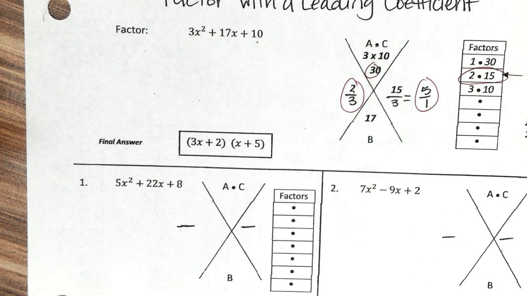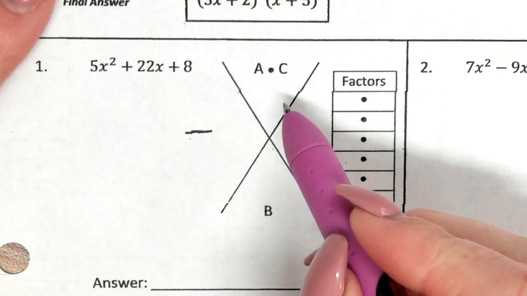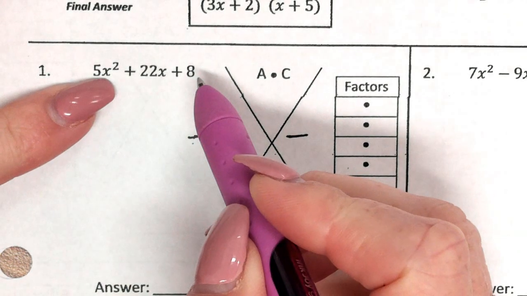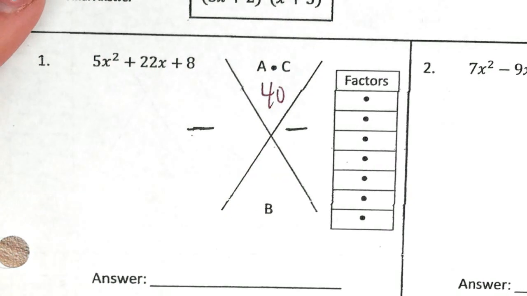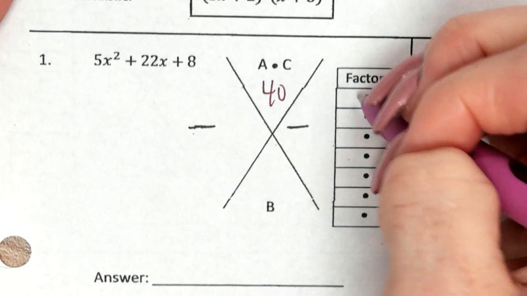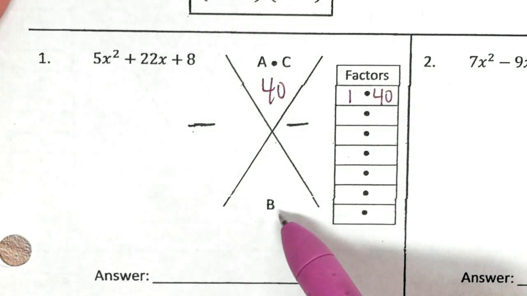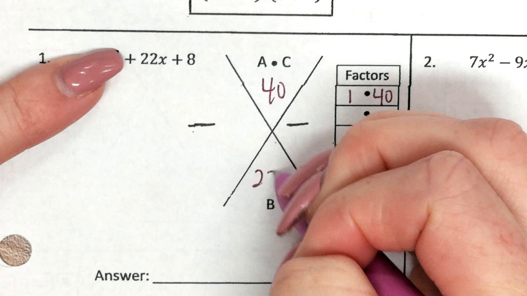All right, we're only going to do a few examples. We don't have to do all of these. That way y'all have time to work on your assignment. But let's look at number 1. So I'm going to do a times c. What is 5 times 8? 40. Now I'm looking for factors of 40, which is 1 times 40, but that will never add up to give me 22.